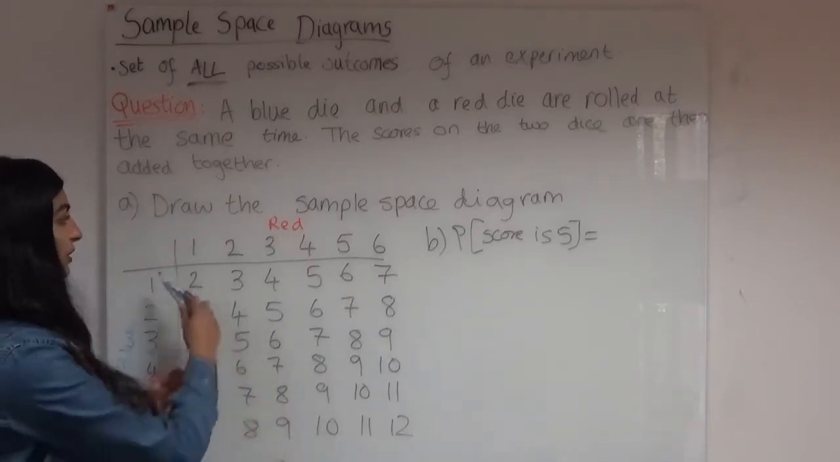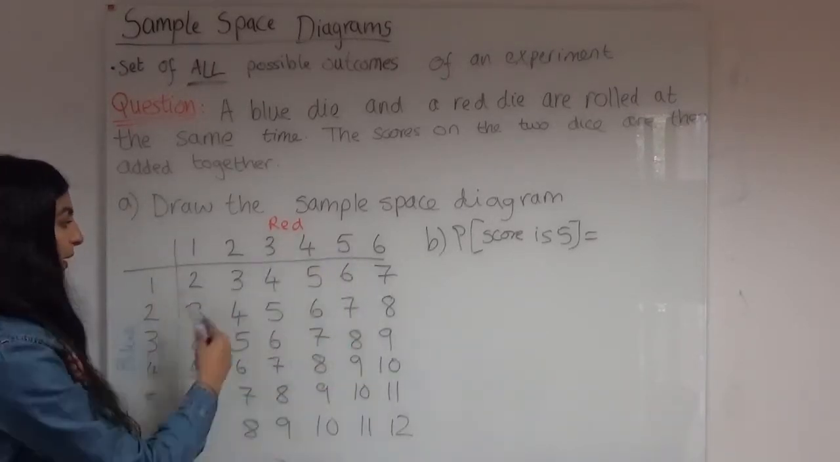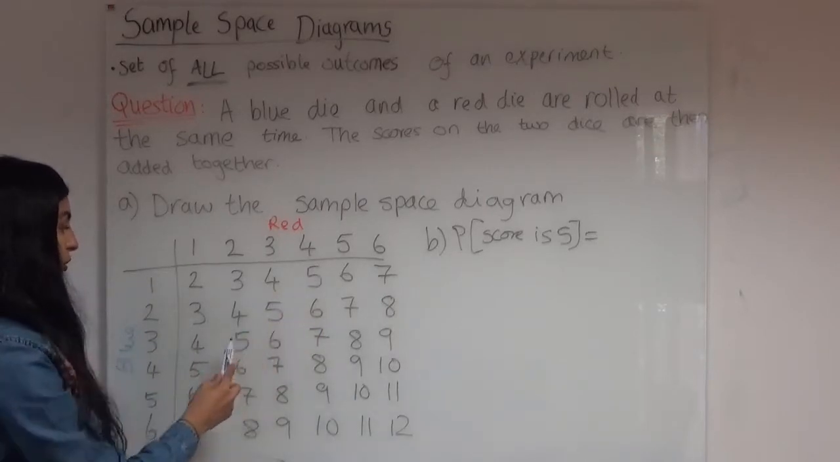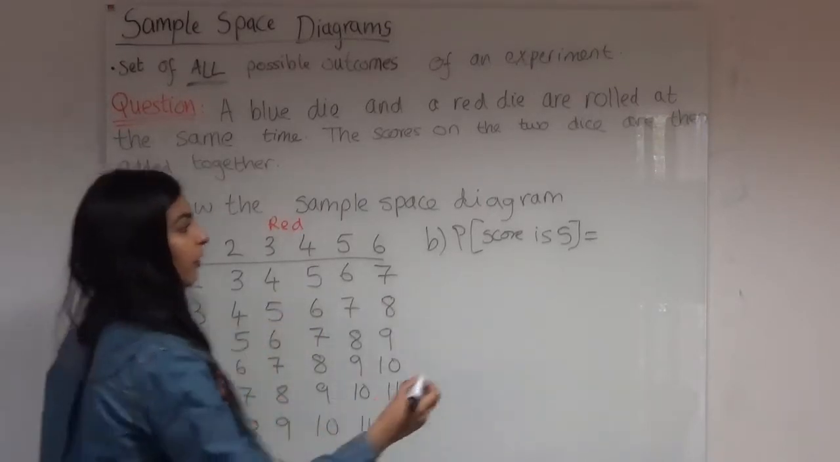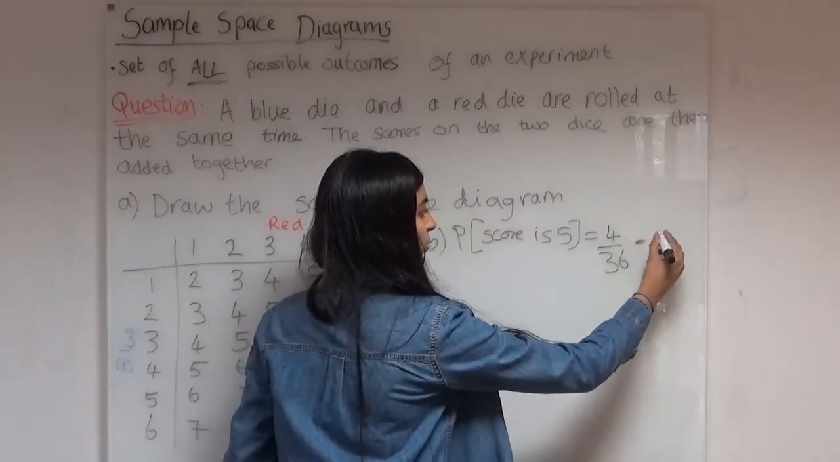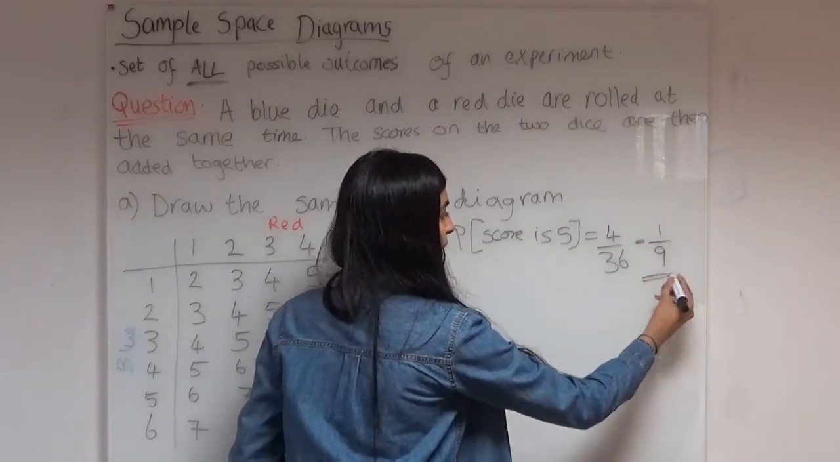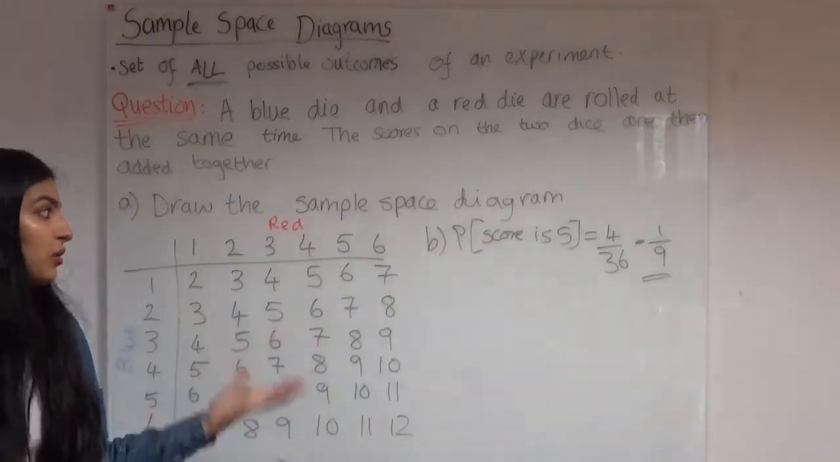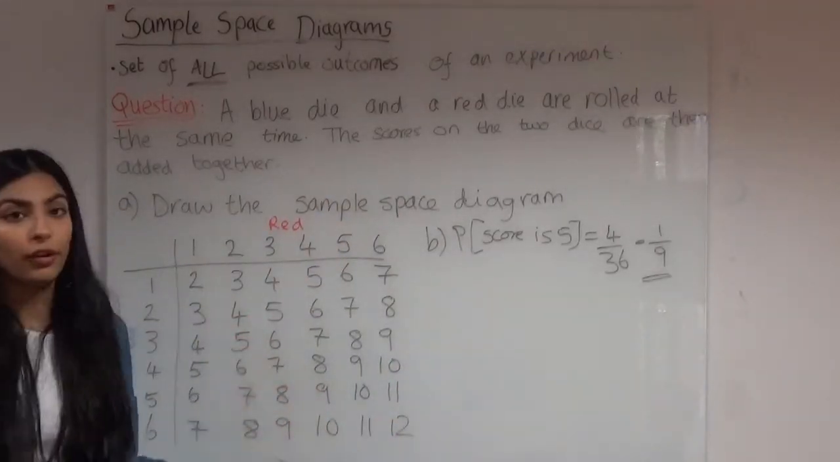So in this table, because it's a 6 by 6, we've got 36 possible outcomes, and we've got 1, 2, 3, 4 of them being 5. So we've got 4 out of 36, which is equal to 1 over 9. So the probability that you gain a score of 5 is a ninth.